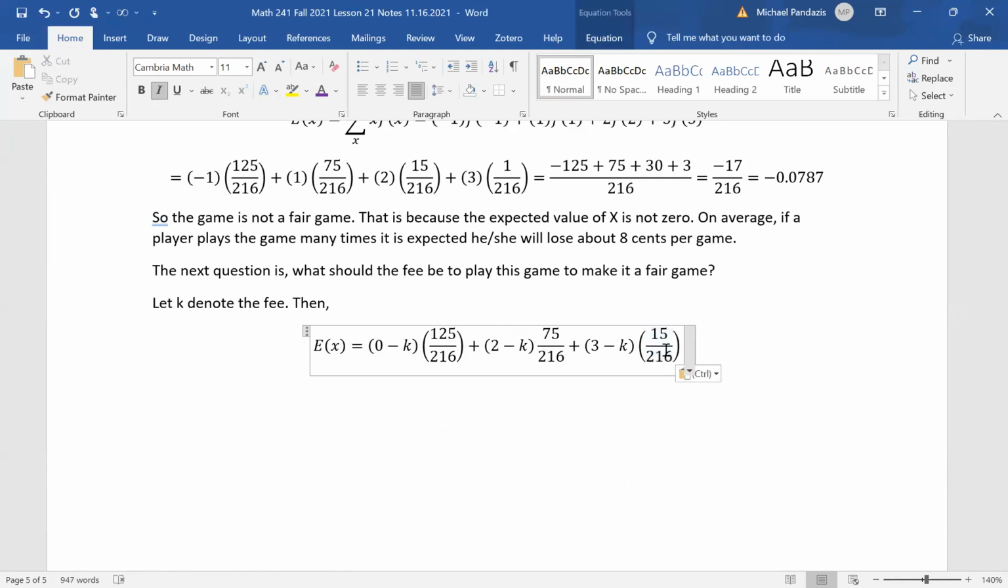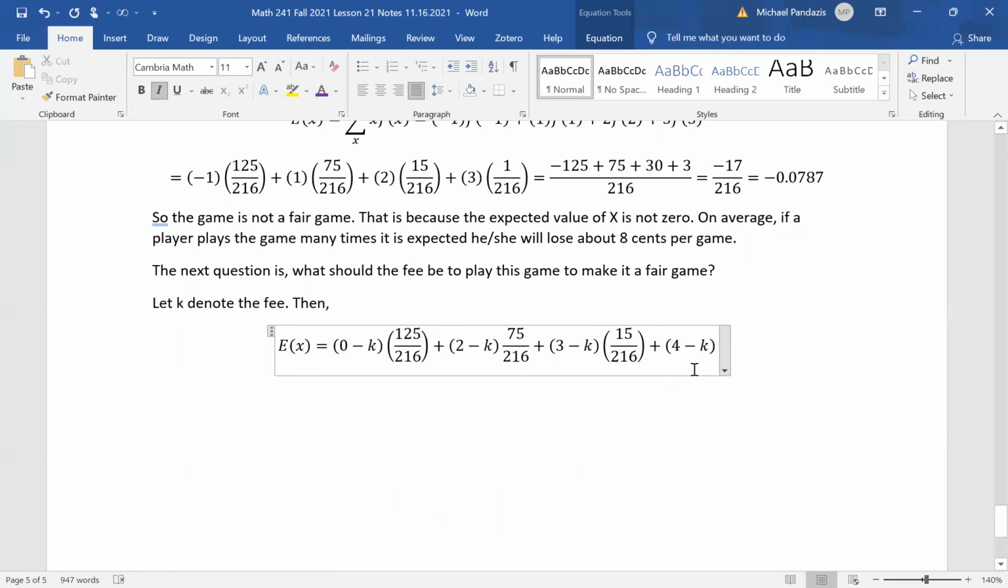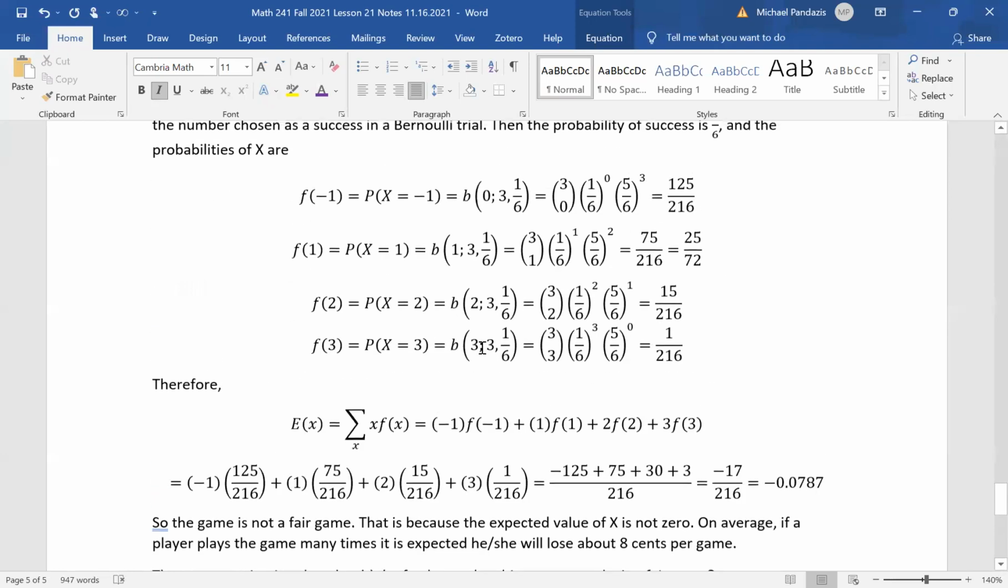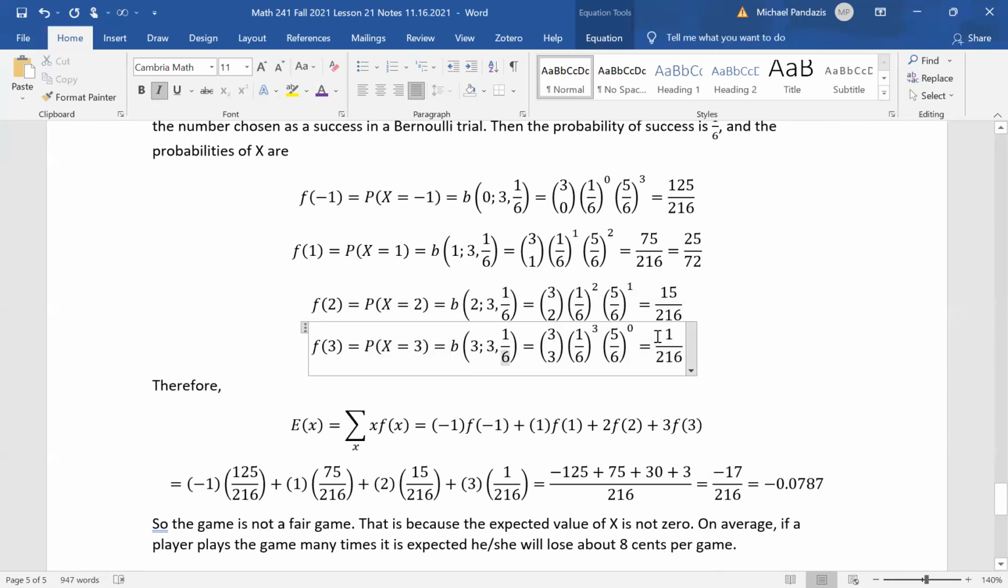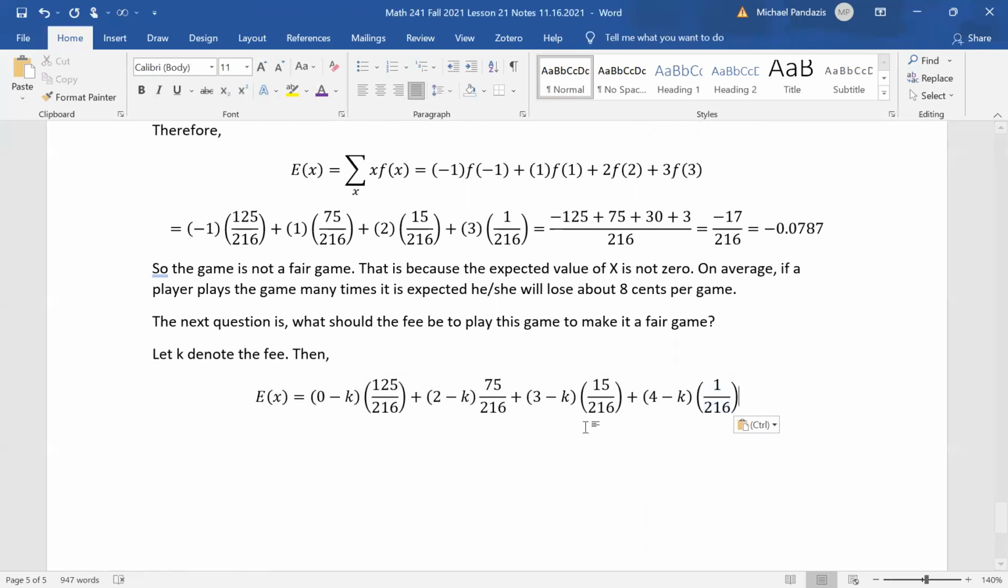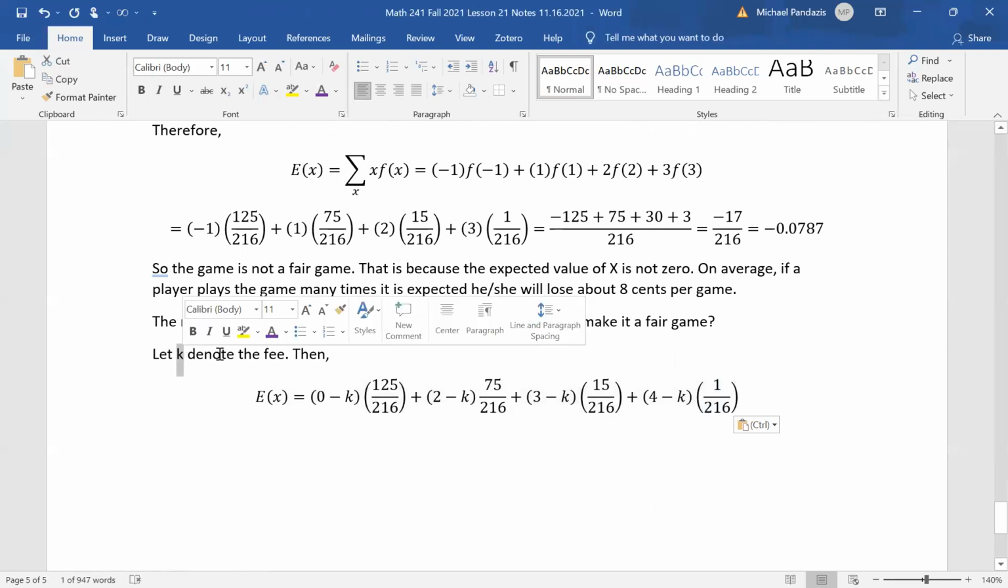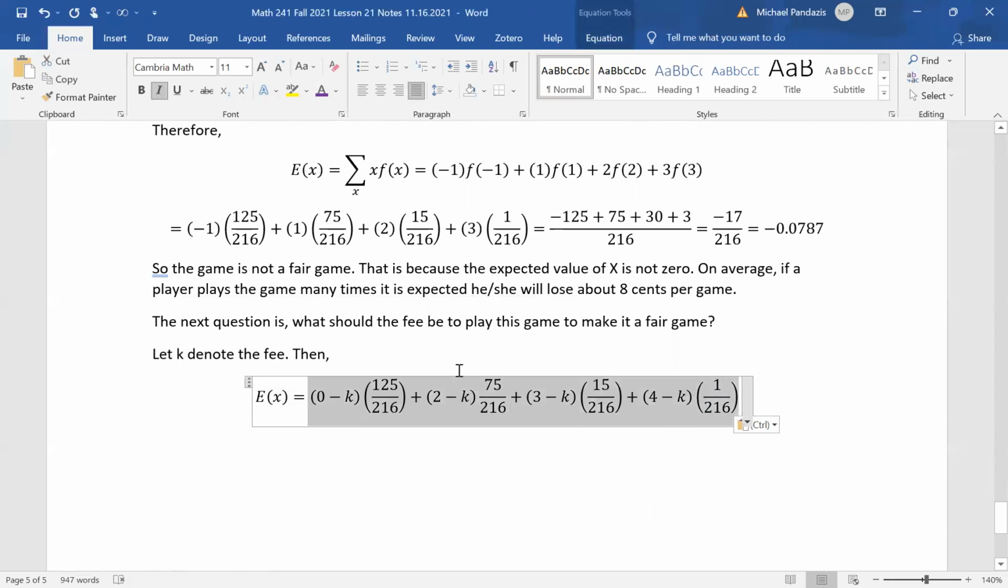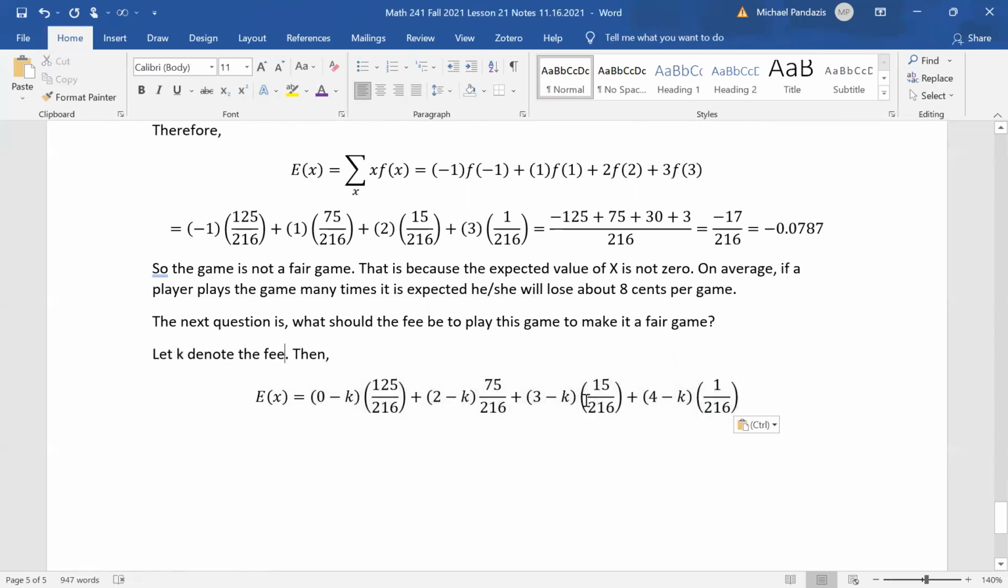And plus, you could also make $4 in the game after paying the fee of k dollars. So your net gain, if you make $4 after paying a fee of k dollars, is 4 minus k. And the probability of having a net gain of 4 minus k is the probability that the number you chose appeared all 3 times in the 3 dice rolls. That probability is 1 over 216. Okay, so now we have the expected value in terms of the arbitrary fee, little k, denoted by k instead of a fixed number.